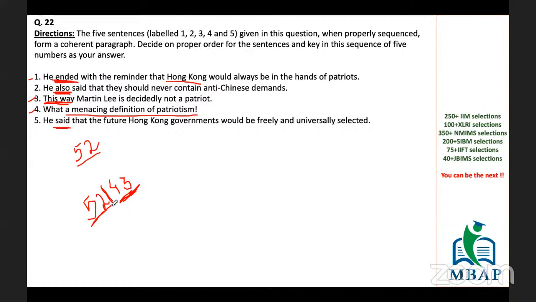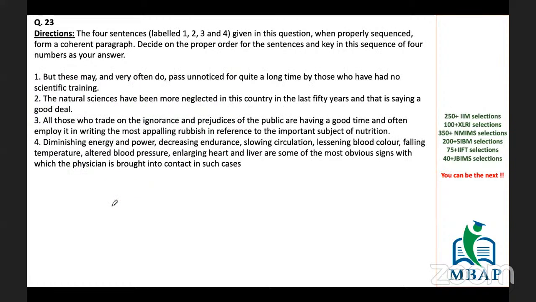Let's go for the next one. Okay, now there are 4 sentences given to us. But these may, and very often do, pass unnoticed for quite a long time by those who have had no scientific training. The natural sciences have been more neglected in this country in the last 50 years, and that is saying a good deal. All those who trade on ignorance and prejudices of the public are having a good time and often employ it in writing the most appalling rubbish in reference to the important subject of literature.